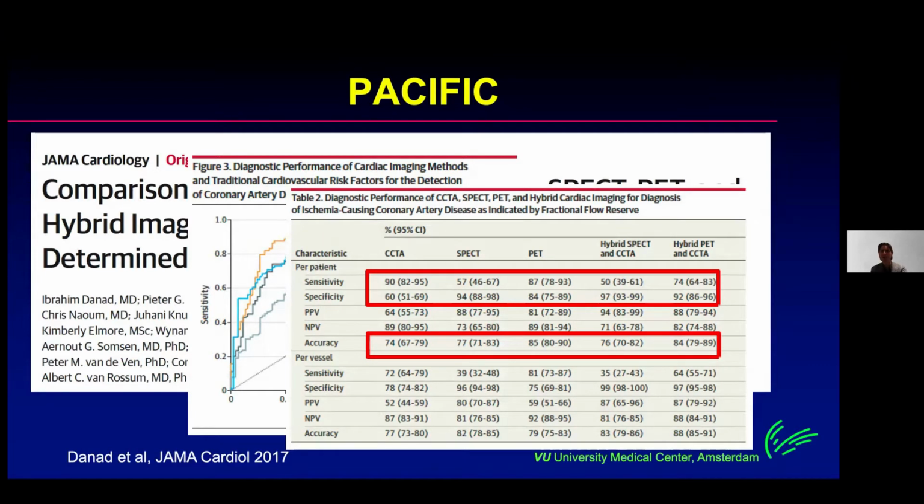And the diagnostic accuracy of these two imaging modalities was completely different. CT had an extremely high sensitivity, meaning it's a rule out, and SPECT had an extremely low sensitivity, meaning you miss a lot of patients. So if you get a patient who presents with chest pain, if you do a CT, you're likely to overdiagnose, and if you do a SPECT, you're likely to underdiagnose if you take fractional flow reserve as a gold standard.